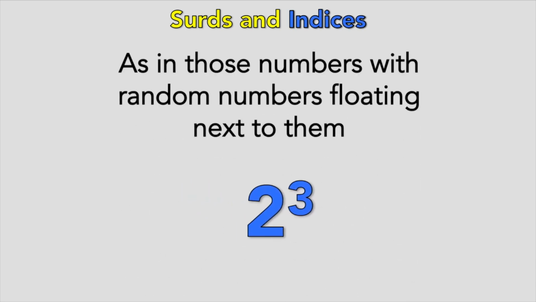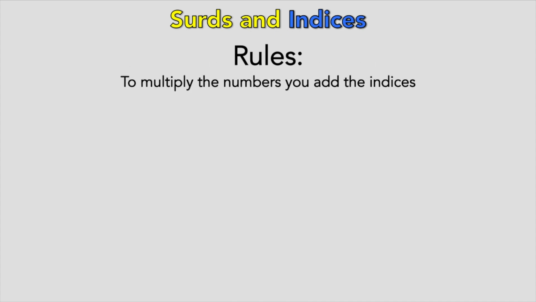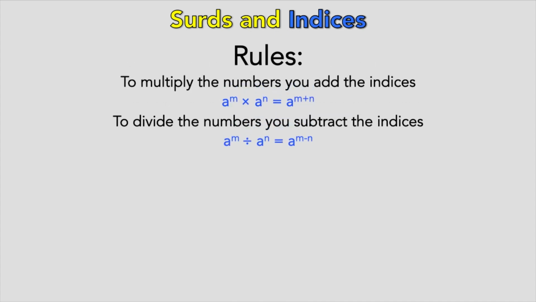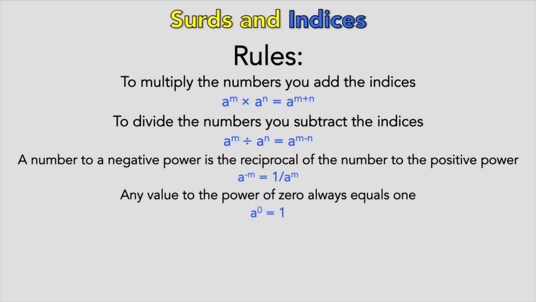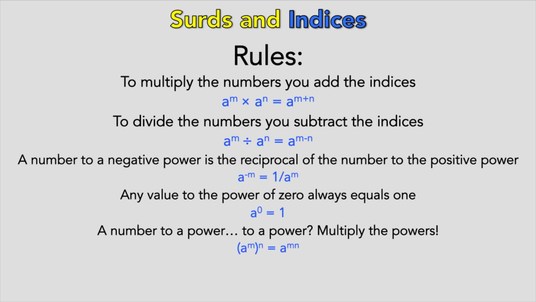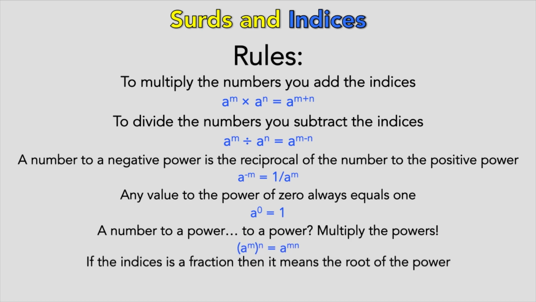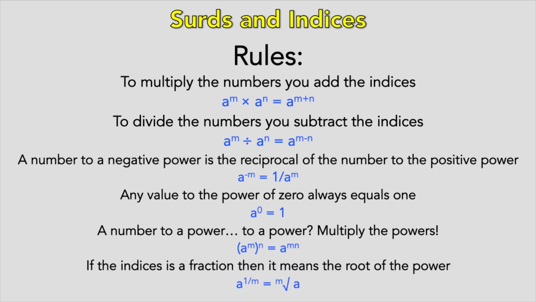Indices, as in those numbers with the small numbers floating next to them, have a lot of rules that you need to learn and follow. To multiply the numbers, you add the indices. To divide the numbers, you subtract the indices. A number to a negative power is the reciprocal of the number to the positive power. Any value to the power 0 always equals 1. A number to a power to a power just means you multiply the powers. If the index is a fraction, then it means the root of the power. So, just learn them and you will be fine.